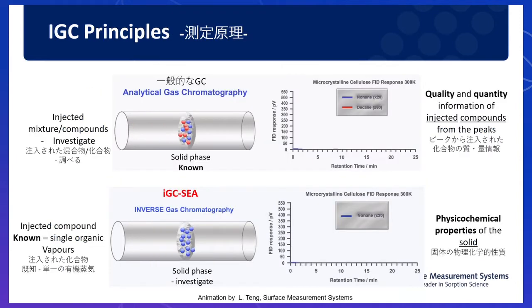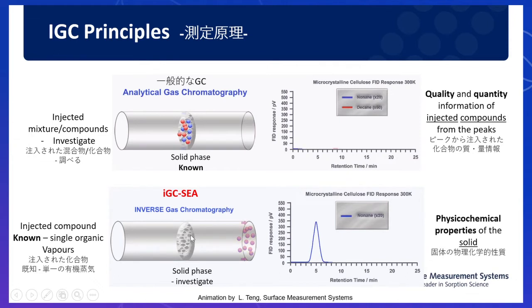On this slide, you can see the comparison between analytical GC and iGC. In the case of analytical GC, the aim is the separation, and in that case, the solid phase, which is in the column, is known. You inject different compounds, and these compounds will separate along the column, and you detect them separately from the peak area and the retention time. You can get quantity and quality information about the injected compound.